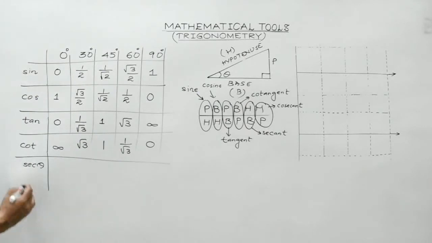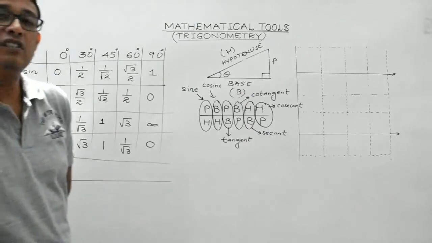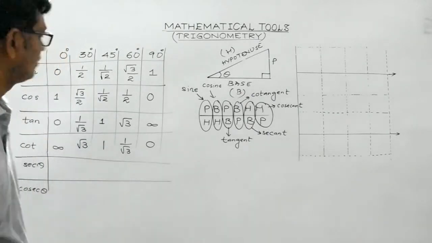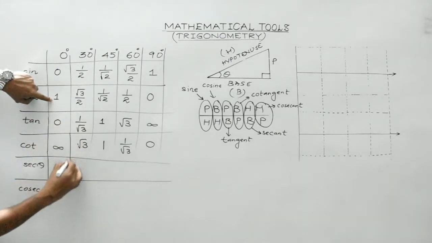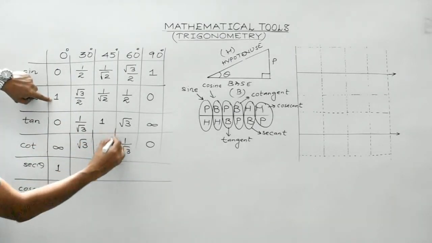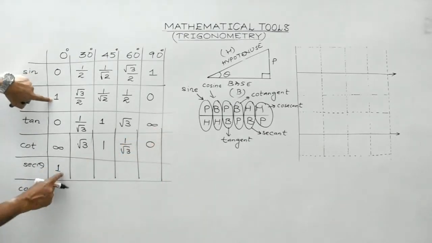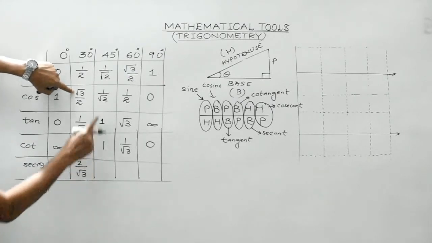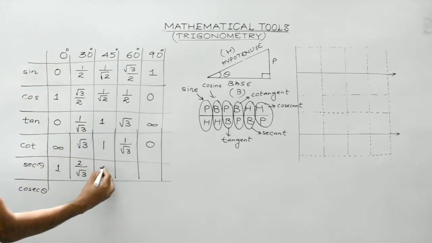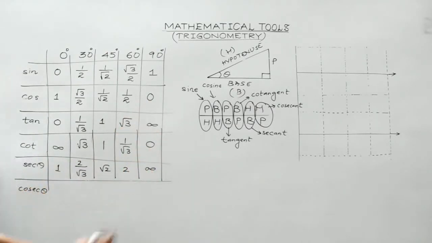And lastly for cosecant theta. Let's complete the chart. Okay. Secant is, students, reciprocal of cos. Right? Reciprocal of cos. Reciprocal of 1 is 1. Let's complete the chart. Okay, reciprocal of 1 is 1. Reciprocal of root 3 by 2 is 2 by root 3. Reciprocal of 1 by root 2 is root 2. Reciprocal of half is 2. Reciprocal of 0 is infinity.